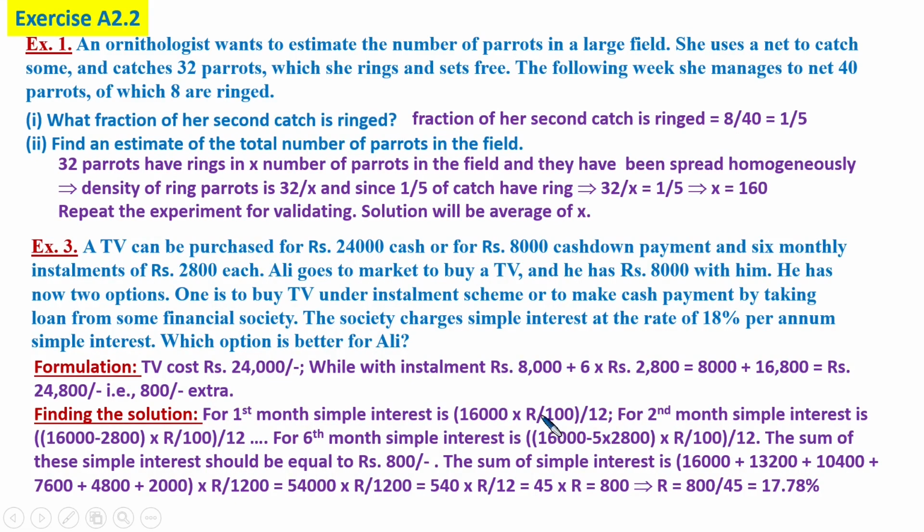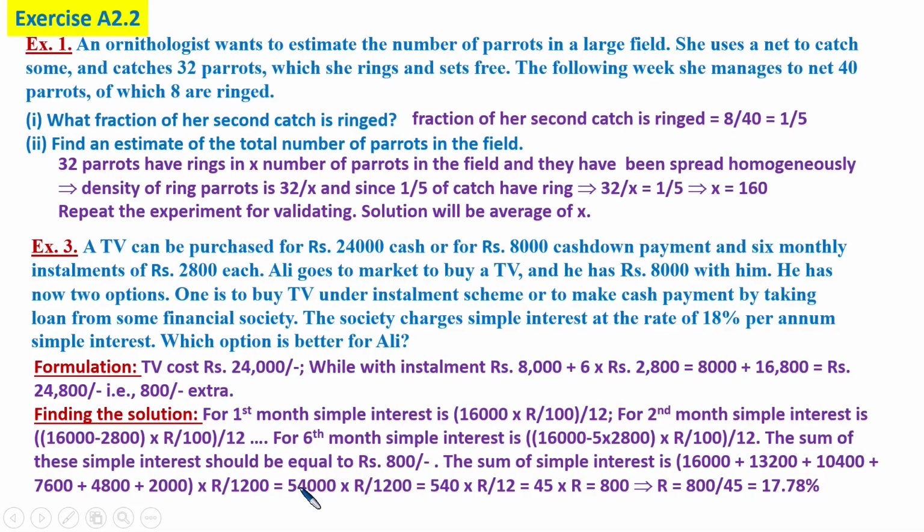So just go through it and see whether you can understand this. It's very simple. The sum of this simple interest should be rupees 800, this 800 rupees which I have said. So the total sum of the simple interest should be equal to this rupees 800. So how do you equate it? The sum of simple interest is, this is 16,000. Then next month you subtract 2,800 from 16,000, you get this, and again you subtract for the third month, this for the fourth, this for the fifth, and this was into R by 1200, what I have written here.